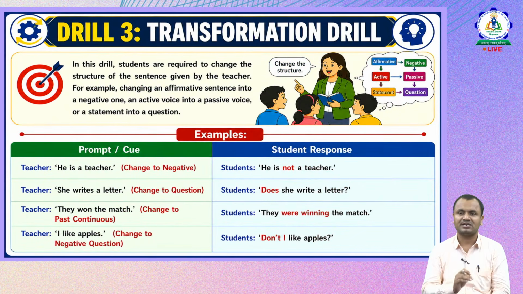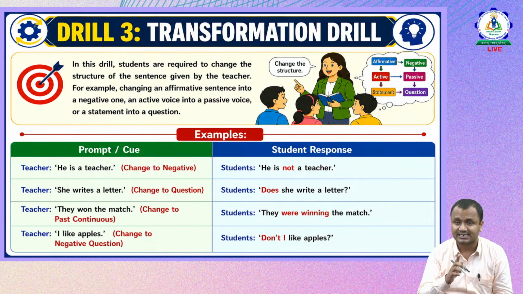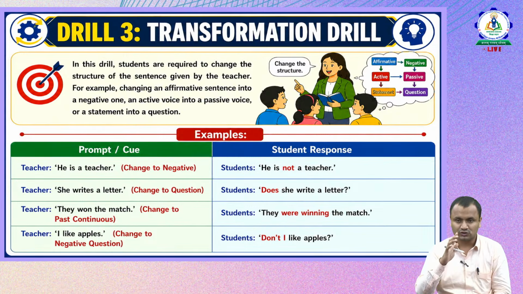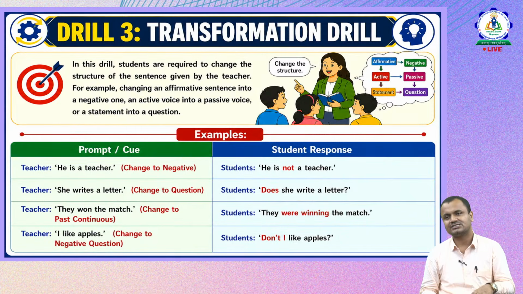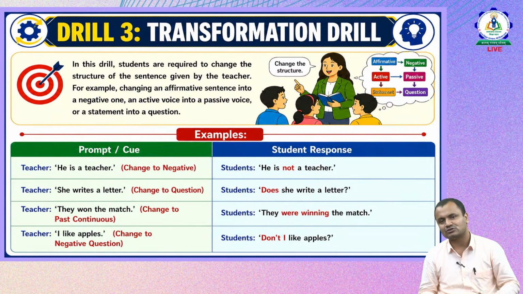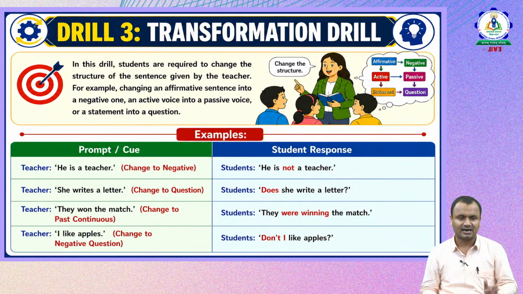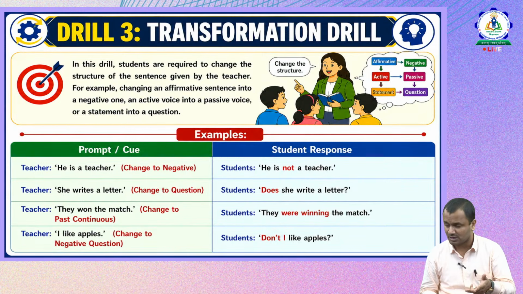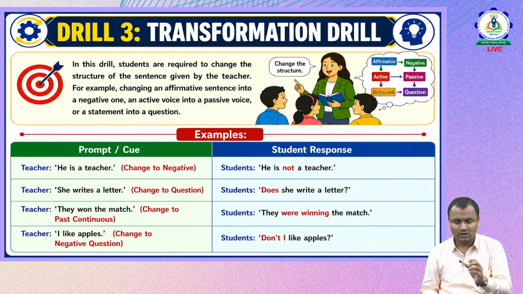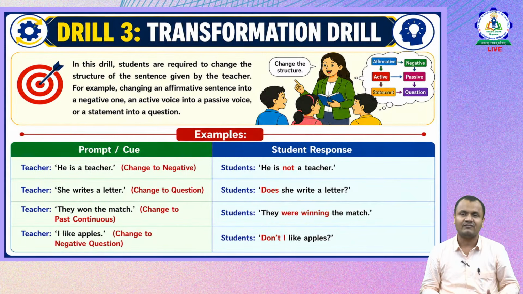Next is the transformation drill. Simple. Transformation means to change the type of the sentence, to change the voice, to change the sentence type. Let's say the teacher gives an instruction: I will speak a negative sentence, and you have to change it to a positive sentence. I will say the affirmative, you have to say the negative. I'll give the imperative sentence, you have to make it positive. This type of changing the types of sentence comes under the transformation drill.